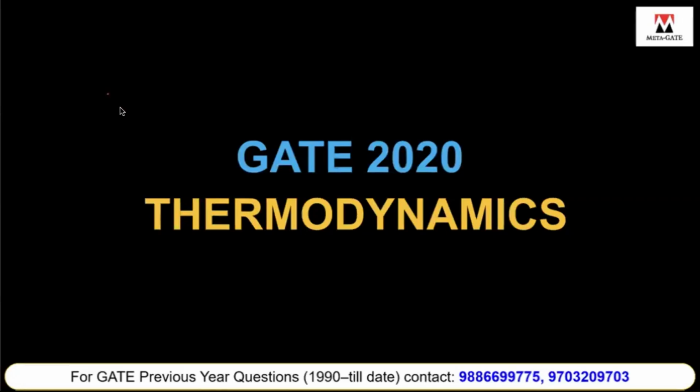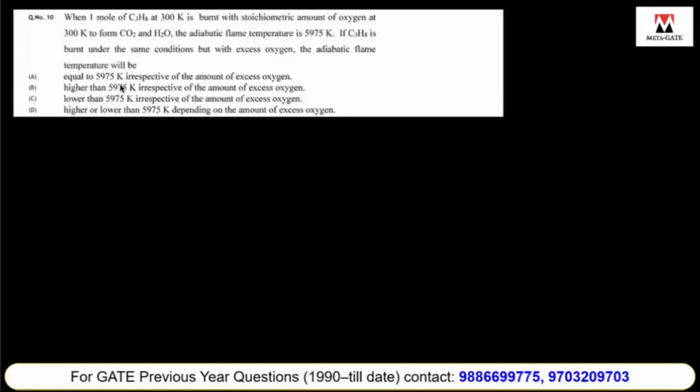GATE 2020 Thermodynamics. When 1 mole of C3H8 at 300 Kelvin is burnt with stoichiometric amount of oxygen at 300 Kelvin to form CO2 and H2O, the adiabatic flame temperature is 5975 Kelvin. If this propane is burnt under the same conditions with excess oxygen, the adiabatic temperature will be?